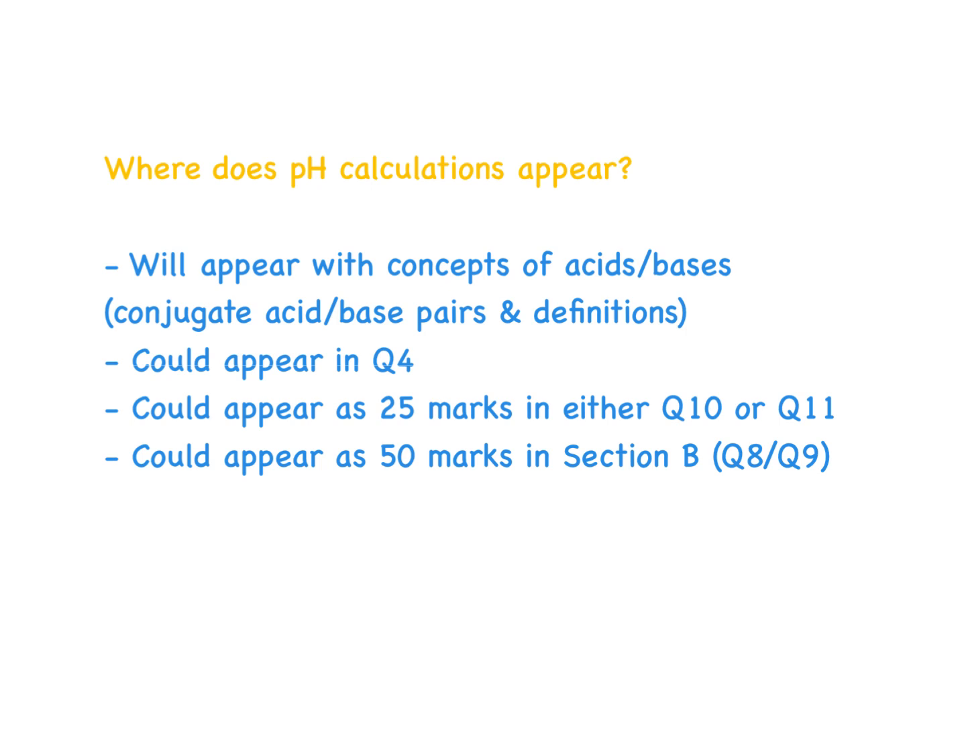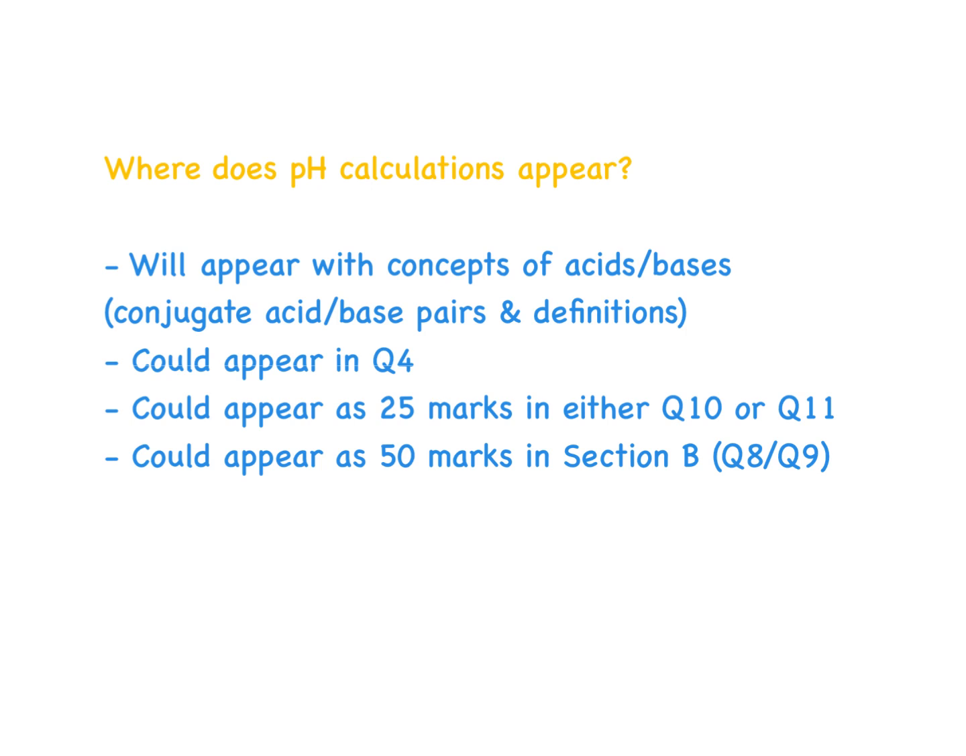So where do the pH calculations appear? You could get a very short pH calculation in question 4 if it's a very simple pH calculation. But it is more likely to appear as a 25 mark question in either question 10 or question 11. Now, if it appears in questions 10 or 11 as a 25 marker, the bulk of the marks will probably be going for a calculation. So somewhere between 12 to 15 marks out of the 25 will go for the calculation.